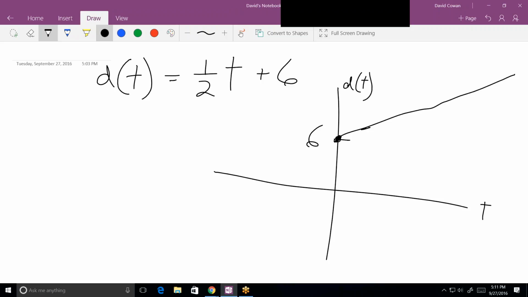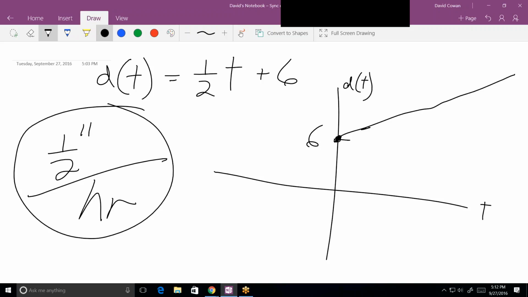What's the meaning of slope? What's the real life meaning of slope in terms of the snow, and you're sitting watching your TV and you want to know, how much is it snowing per hour? For every 2 hours, it grows 1 inch deeper. So it's 1/2 inch per hour. That's the meaning of the slope. It is snowing at 1/2 inch per hour.